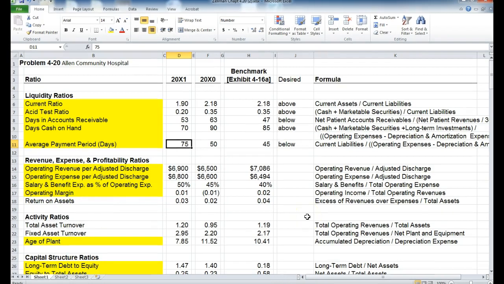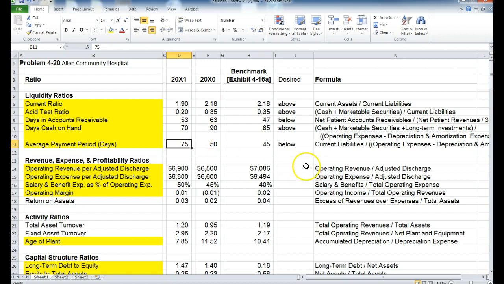So next, let's go on to our revenue, expense, and profitability ratios. Here we're looking at specific revenue and expense items. So here we're looking at revenue per adjusted discharge. What does this tell us? If we look at our total operating revenue divided by total discharges, it gives you the average, or what we collected based on each discharge. A discharge, remember, is each patient who is an inpatient who comes in, is admitted, and then is discharged. So it looks at the number of patients who were inpatient.